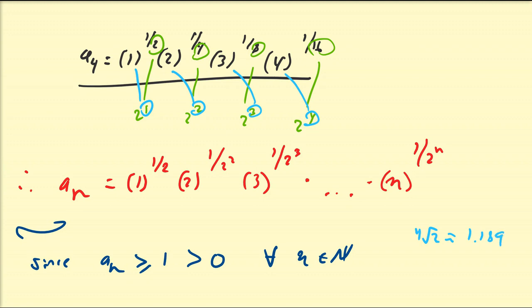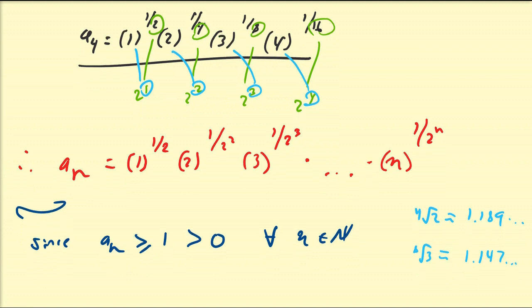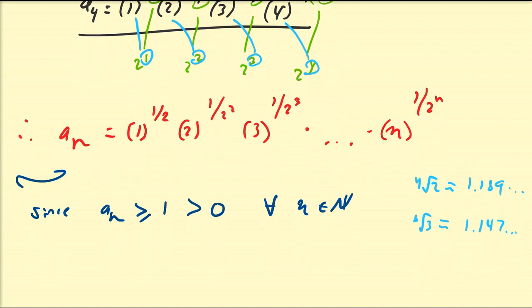And if I consider, say, 3 to the power 1/8, which is the 8th root of 3, that's approximately equal to 1.147, and so on. As we increase the value of n, the factor added decreases toward 1. So this number is always going to be greater than or equal to 1, no big deal there. Clearly this is an increasing sequence, in a way.